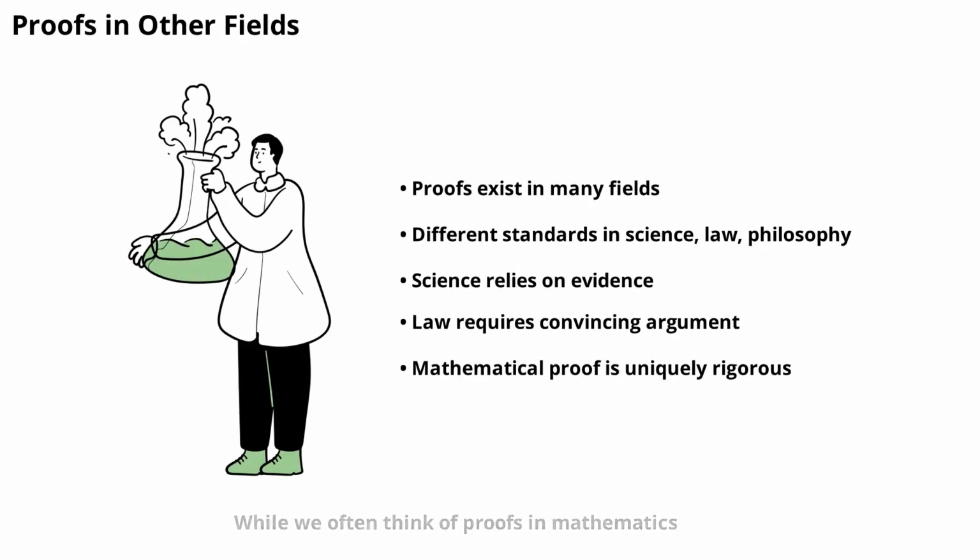While we often think of proofs in mathematics, the concept extends to other fields like law, science, and philosophy. Each field has its own standards for what counts as proof. In science, for example, proof often means strong evidence from experiments, while in law, it means convincing a judge or jury beyond reasonable doubt. Understanding these differences helps us appreciate the unique rigor of mathematical proof.